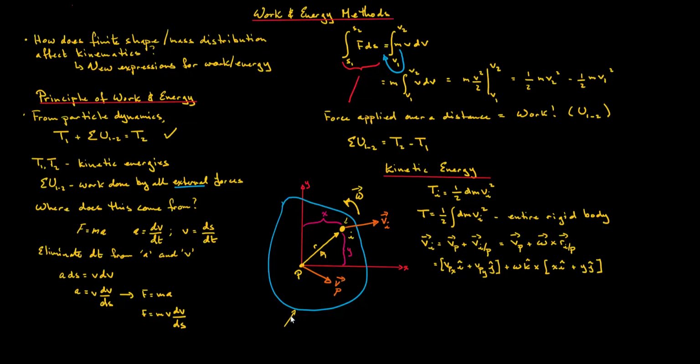Now, just for practice, I'd encourage you to carry out this cross product yourself. And you will find that this yields the following. So we have v_Px minus omega multiplied by y in the i direction plus v_Py plus omega multiplied by x in the j direction.